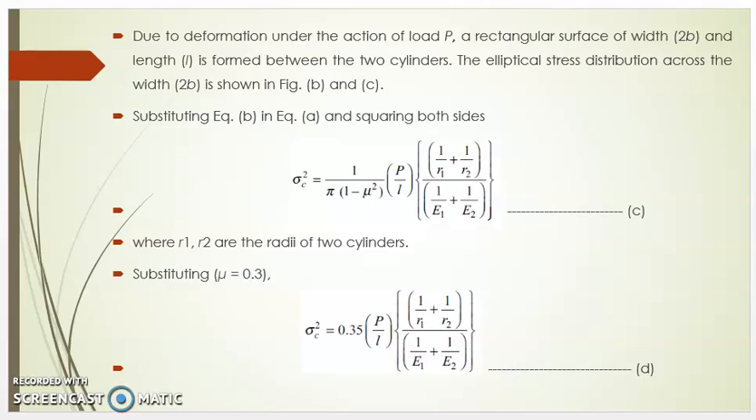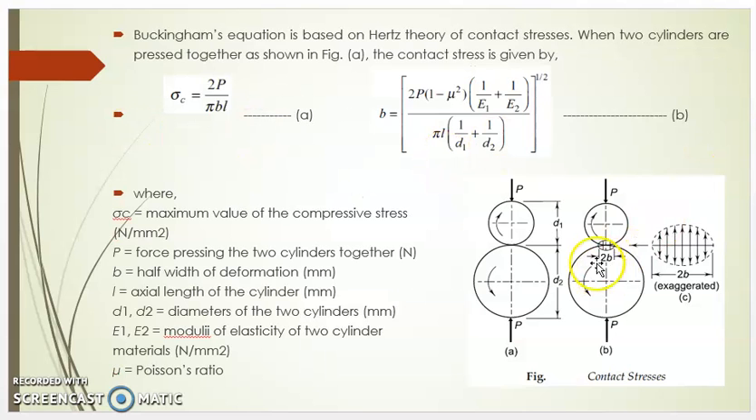Due to deformation under the action of load P, a rectangular surface of width 2b and length L is formed between the two cylinders. The elliptical stress distribution across the width 2b is shown in figure B and C. That is, this is elliptical stress distribution between the two cylinders.